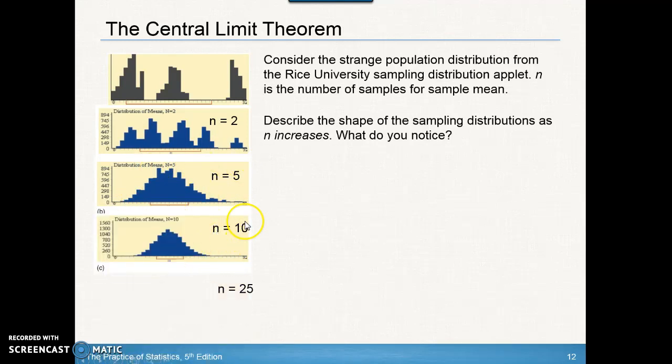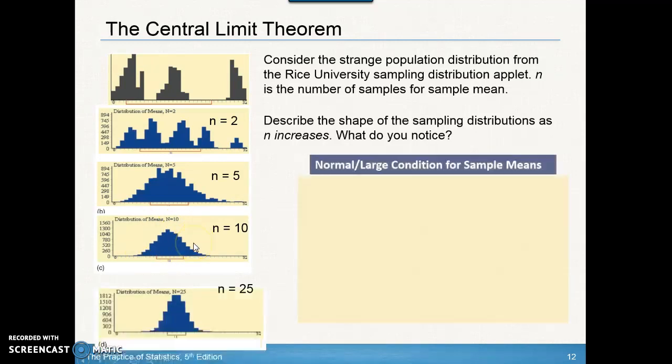What happens when I take samples of size 10? All right. I took 10 individual values, found the mean, put it on the graph. Samples of size 10, find the mean, put them on the graph. And I kept doing that hundreds of times for this graph. Now this looks more approximately normal.